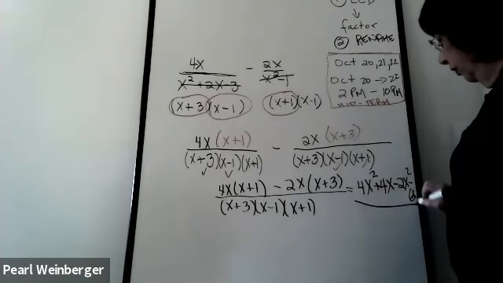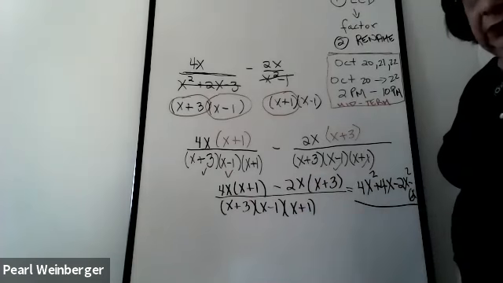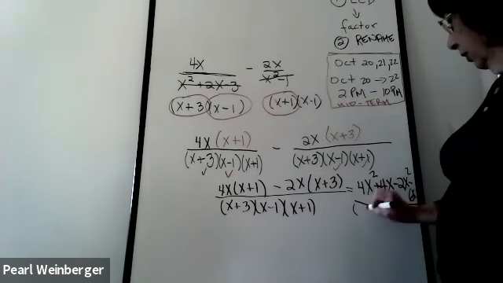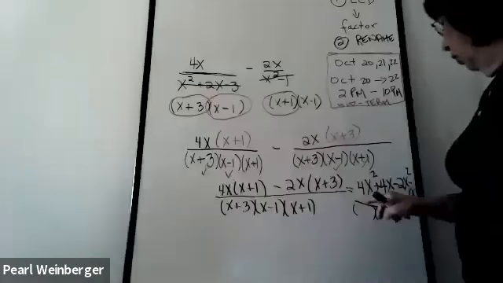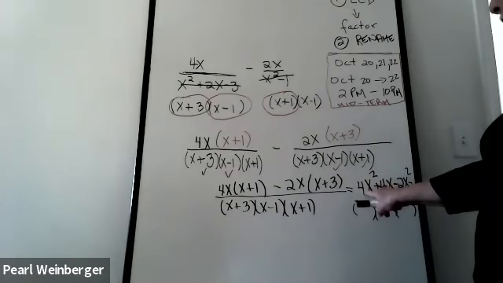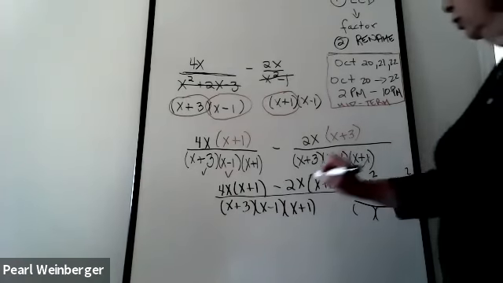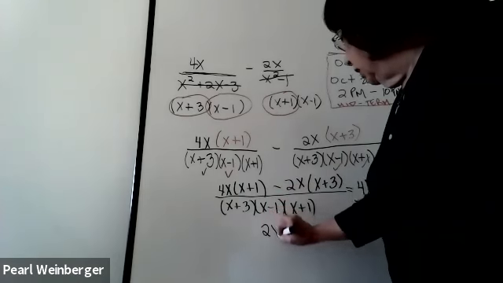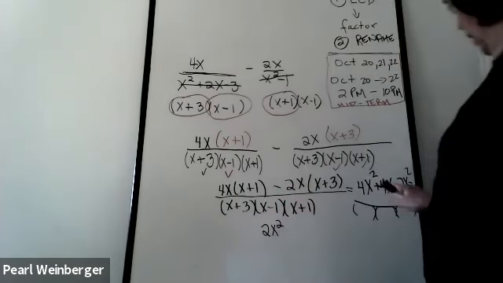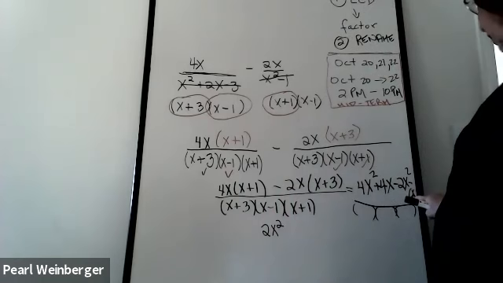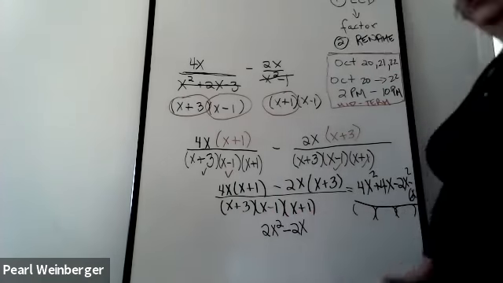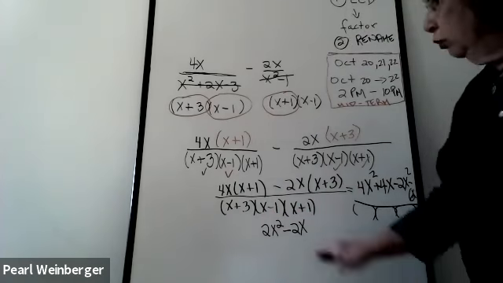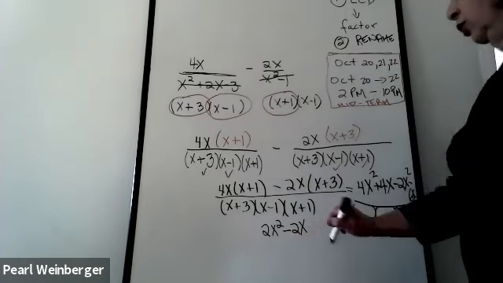And it's all over this common denominator. Okay, so I'm just going to put the parentheses there. So let's see what we can combine. We have a 4x squared minus a 2x squared, which is a 2x squared, and a 4x and a minus 6x, which is a minus 2x. So my numerator came out to be 2x squared minus 2x.